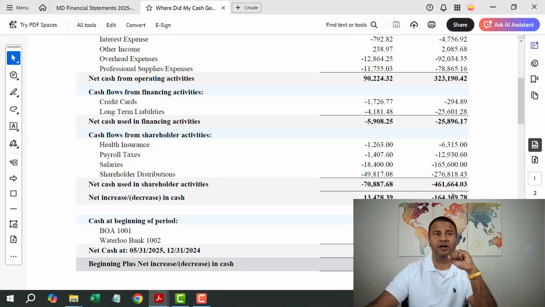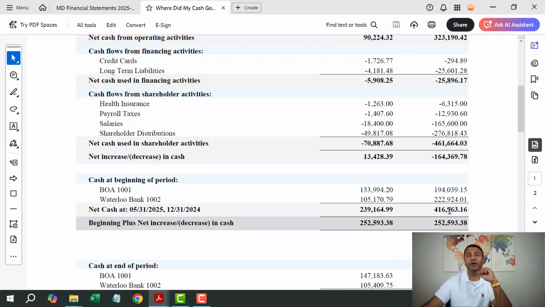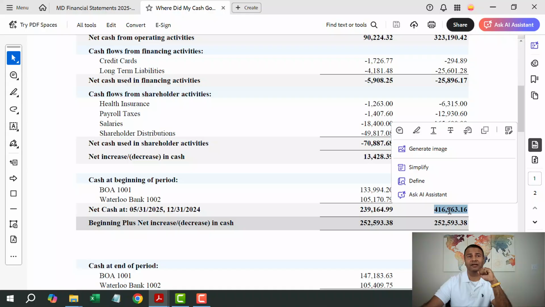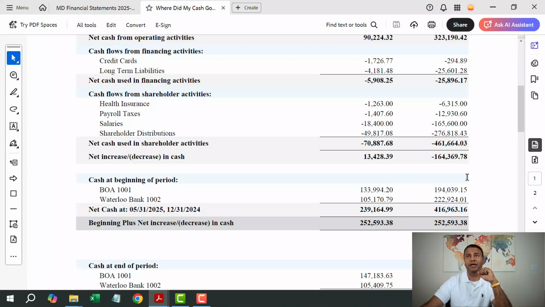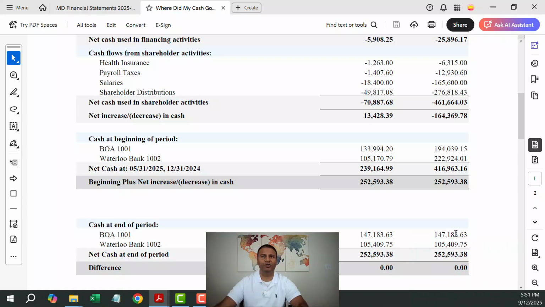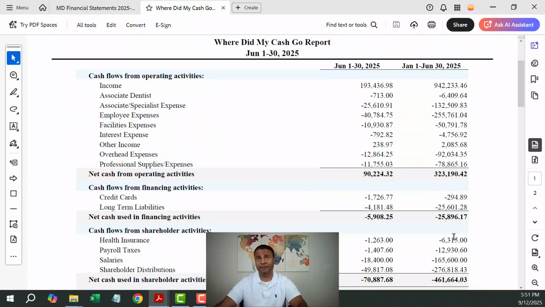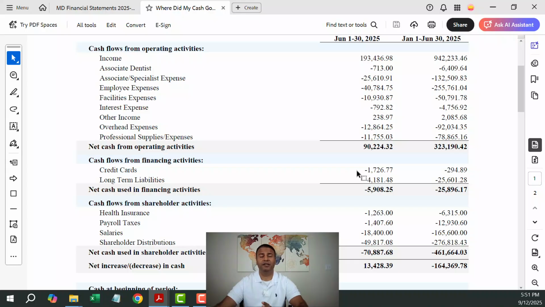And what it's telling you here is that at the beginning of the year, you had cash of about $416,000. See the date over here. And then the cash has gone down by 164 grand. So this number minus this number is the cash you have available at the end of June. And then these are the two cash accounts that you have, the two total cash you have. So the difference between this and this is $0. This column is for year to date, and this column is just for the month of June.